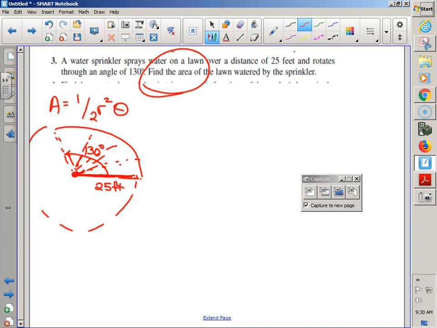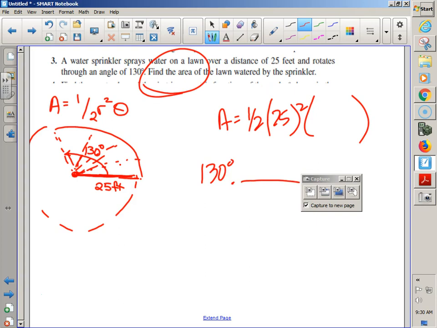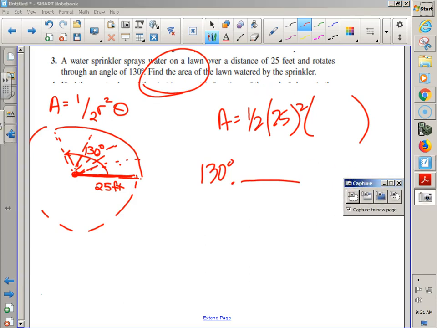What is the one thing you have to remember when dealing with any of these formulas? The angle must be in radians. Aha! How do I convert degrees to radians? That's a much better big concept question. Dimensional analysis, so who's going to go on bottom? And who's going to go on top? I reduce, I end up with 13 pi over 18.